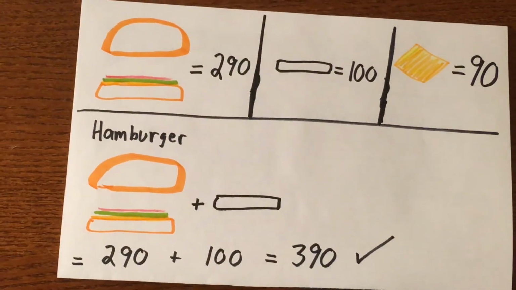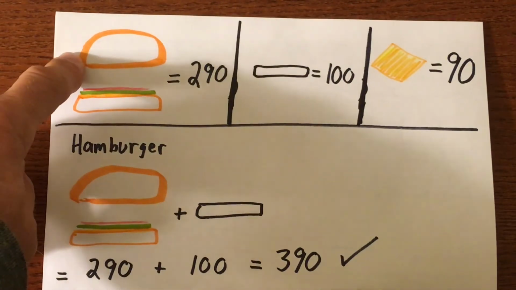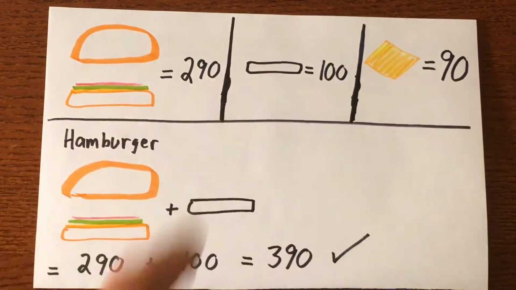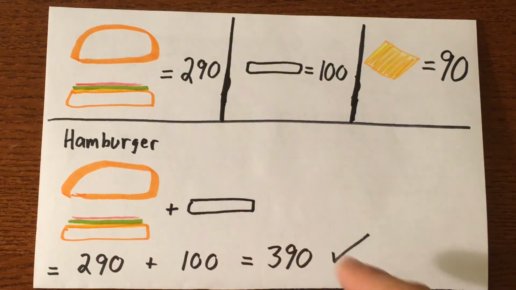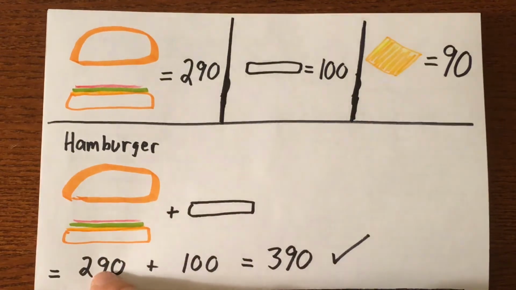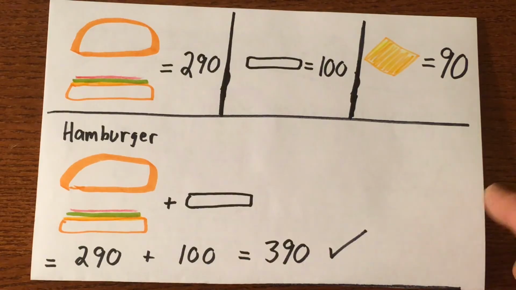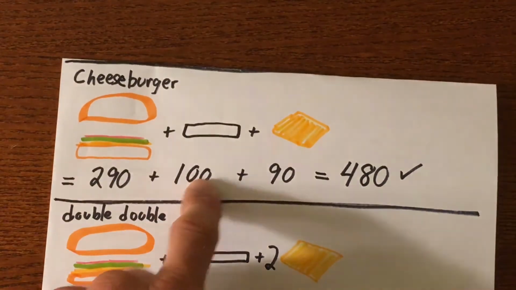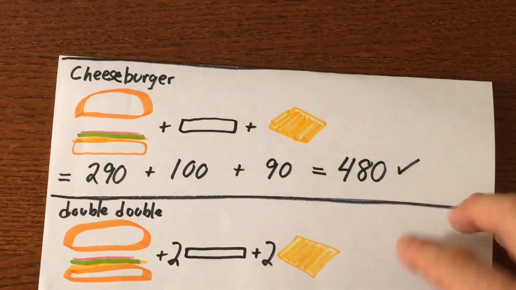So now let's check our work. What we found out was that the bun plus spread plus vegetables were 290 calories, the patty was 100 calories each, and the cheese was 90 calories each. So let's plug that in and see if we get consistency. The hamburger is the bun, 290, plus the patty, 100. We get 390, which matches what the menu says. Check. Now let's check the cheeseburger. 290 plus 100 plus 90 equals 480, which is exactly what the menu says.